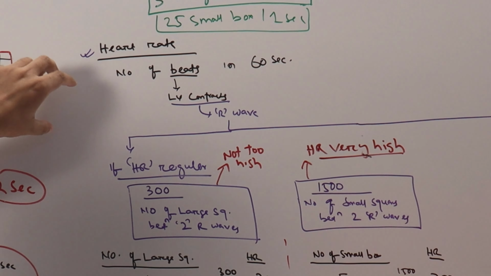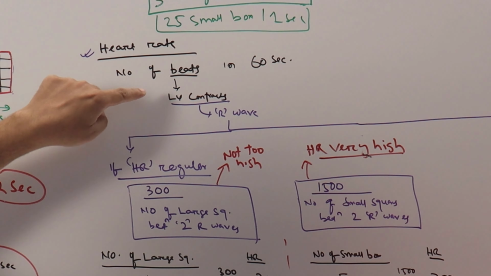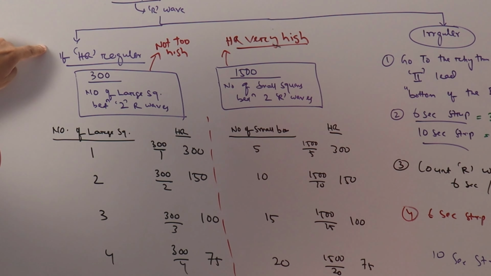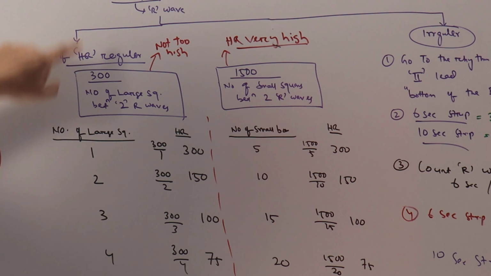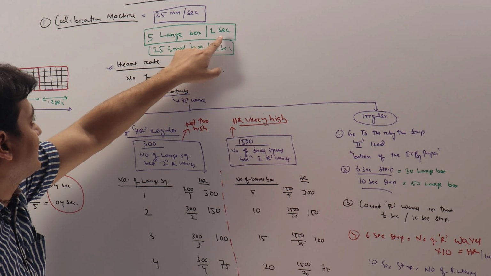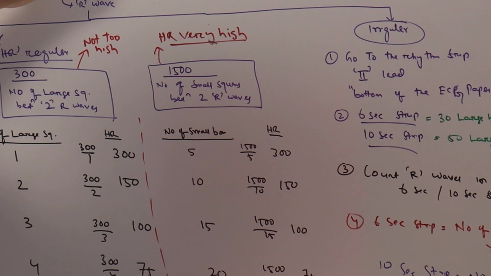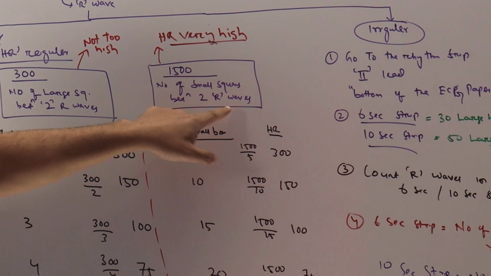Then we came to what heart rate is: the number of beats in 60 seconds, that is how many times the LV contracts, and the LV contraction is shown in the ECG as the R wave. If the heart rate is regular, we can find the number of R waves in 60 seconds by dividing 300 by the number of large squares between two R waves. From where has this 300 come? 5 large squares for 1 second, so for 60 seconds it will be 60 into 5, 300. If you are using the small box, you can just multiply 25 into 60, which is 1500, divided by the number of small squares between two R waves.